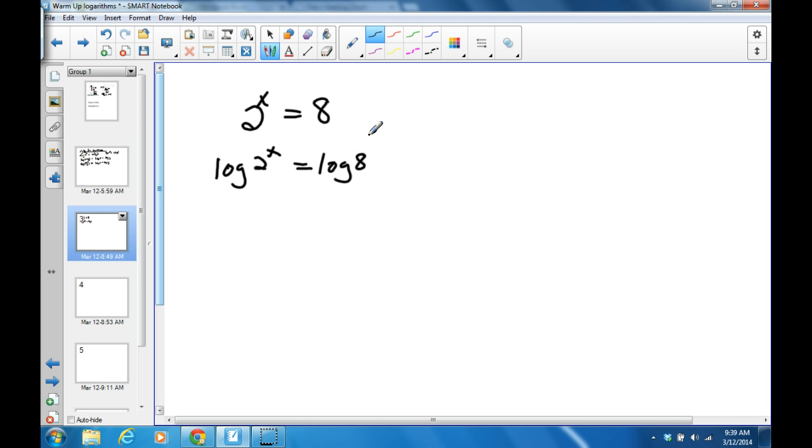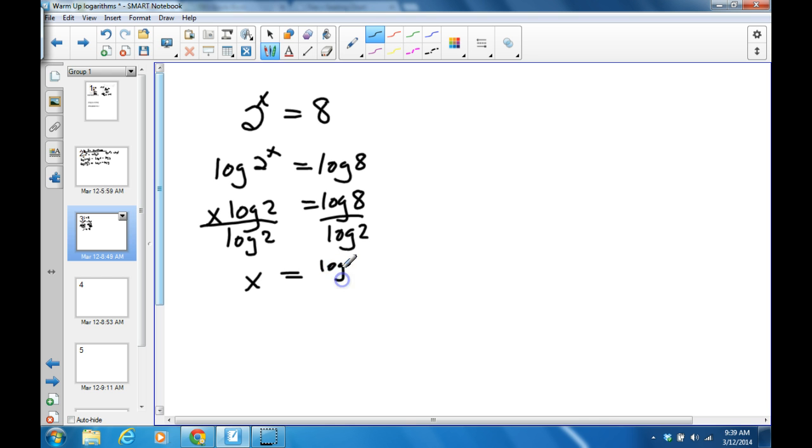And know that I'm doing this in base 10 because your calculators can do base 10, okay? I can rewrite the one on the left as how? X times log 2 equals log 8. Okay? So now if I wanted to solve for x, how do I do that? I'm going to divide both sides by log 2. So that would be x equals log 8 over log 2. And if you put that in your calculator, you're going to get 3.